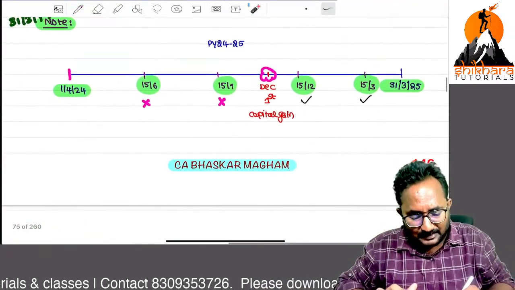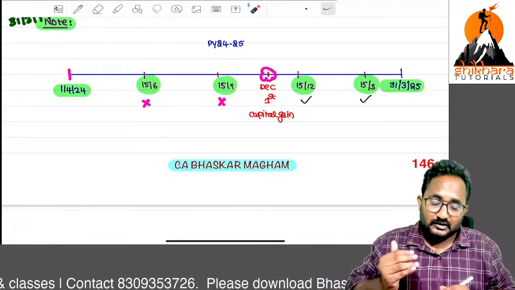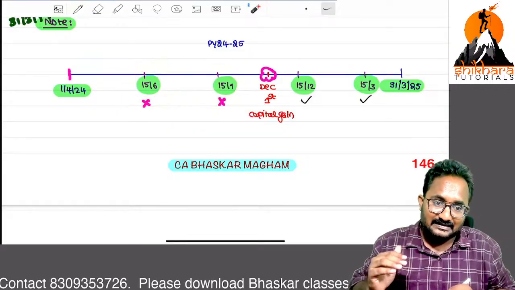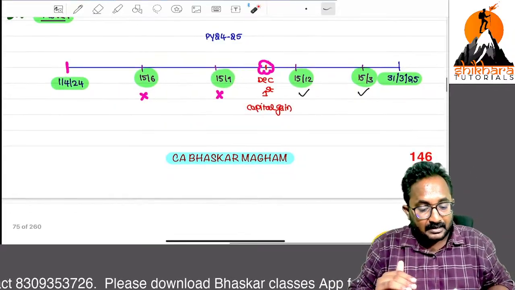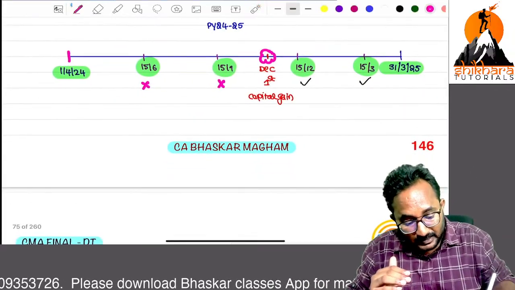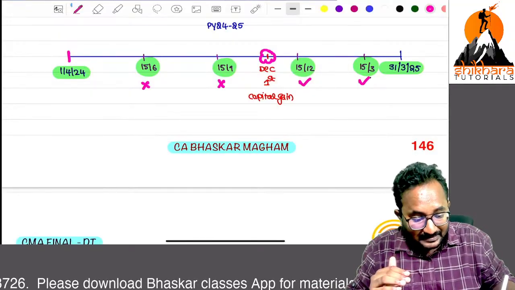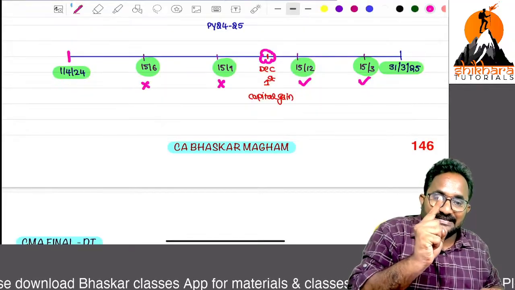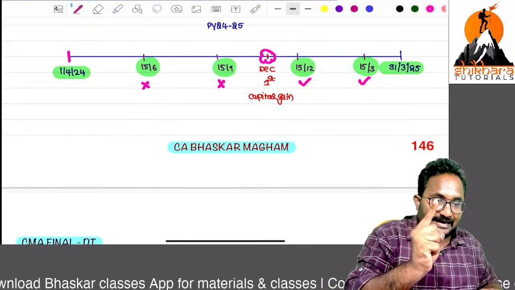But how can I estimate during the first 2 installments? So, that's why no need to consider this capital gain, and pay the advance tax installments normally. But for the next 2 installments, you have to consider this capital gain. Are you clear?